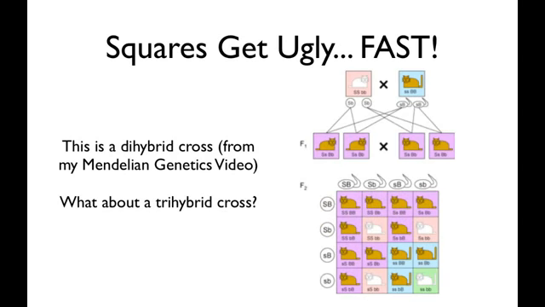Okay, so squares do get ugly pretty fast, and so the value of probability and understanding probability becomes evident very quickly. This is the dihybrid cross that I did from my Mendelian genetics video. So if you want to see me work this thing, check that video out. You can still do it with a dihybrid cross on an exam. That's going to take you a while, but anything bigger than that, you're really going to need this probability skill.